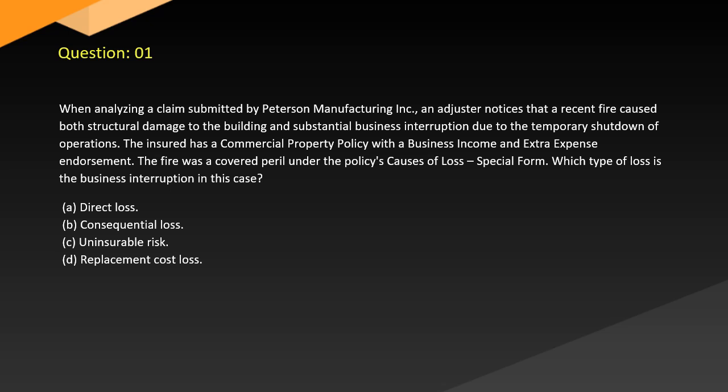Question 1. When analyzing a claim submitted by Peterson Manufacturing Inc., an adjuster notices that a recent fire caused both structural damage to the building and substantial business interruption due to the temporary shutdown of operations. The insured has a commercial property policy with a business income and extra expense endorsement. The fire was a covered peril under the policy's causes of loss, special form. Which type of loss is the business interruption?